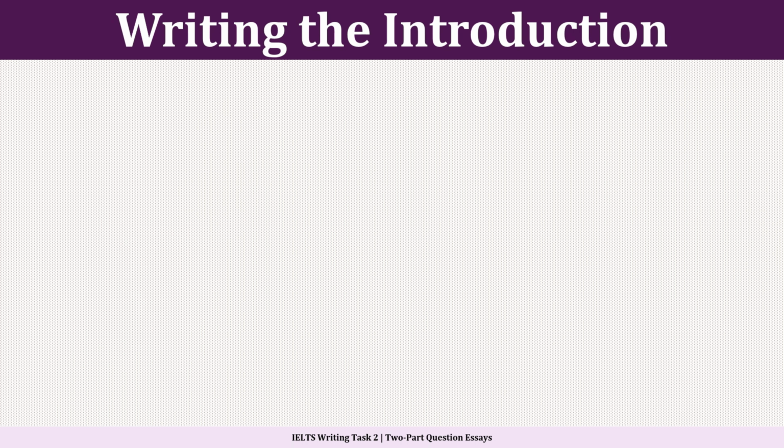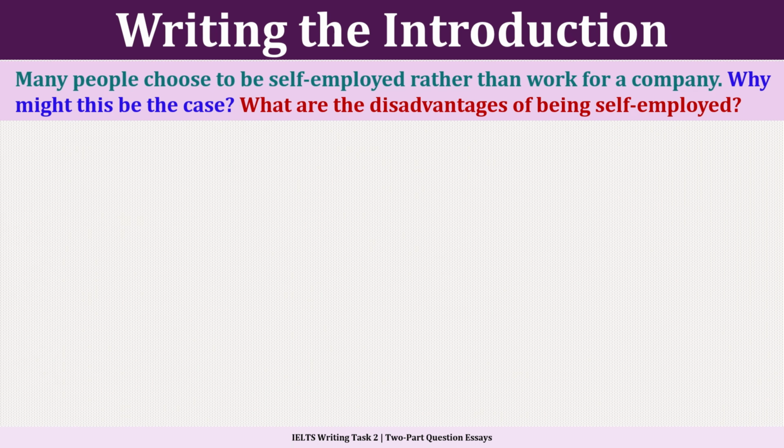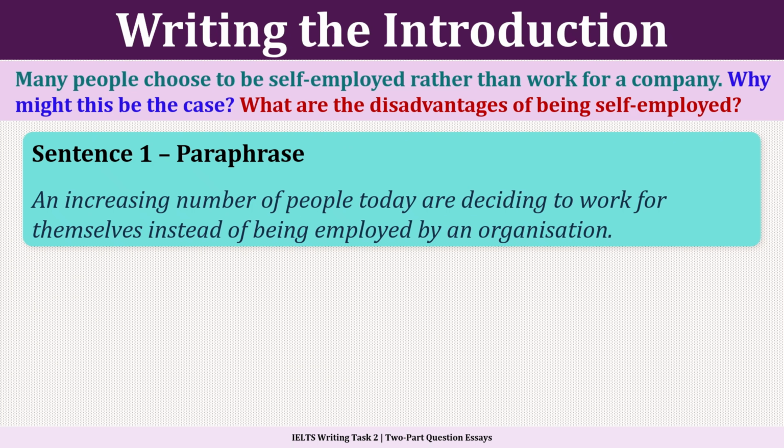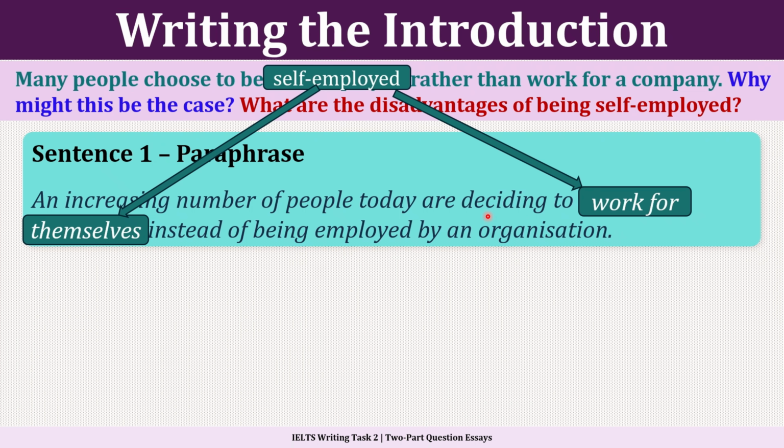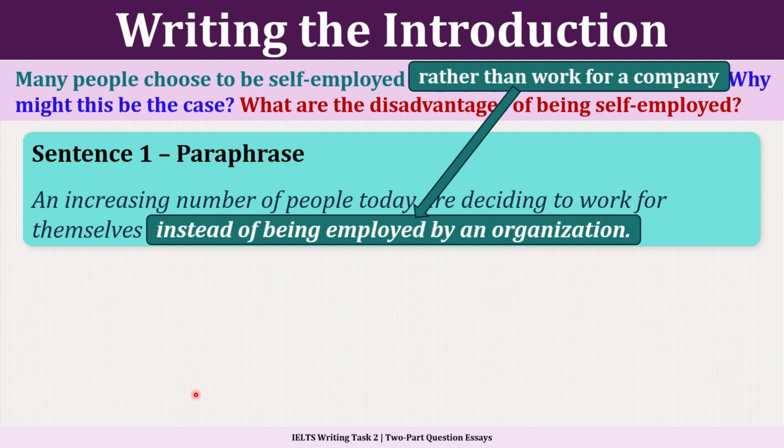Let's write an introduction to our topic. Before we look at the model answer, take a moment to read the question on the screen and see if you can identify a few words or phrases that could be paraphrased. Now let's look at one possible introduction. Our first sentence paraphrases the idea of people choosing self-employment. An increasing number of people today are deciding to work for themselves instead of being employed by an organization. Notice the paraphrasing. Self-employed became work for themselves, and rather than work for a company became instead of being employed by an organization.